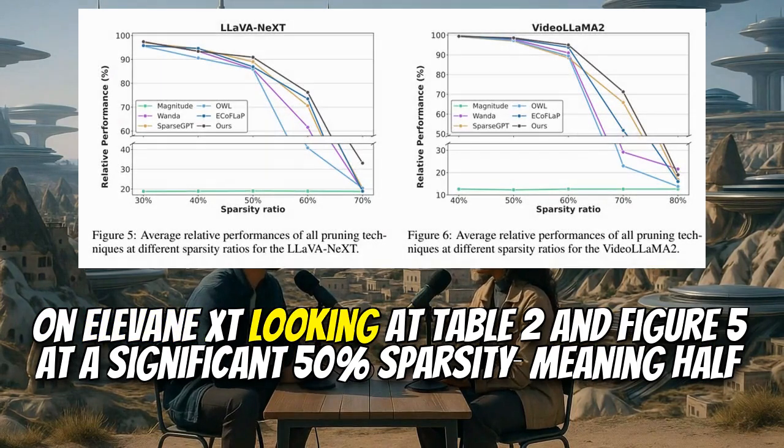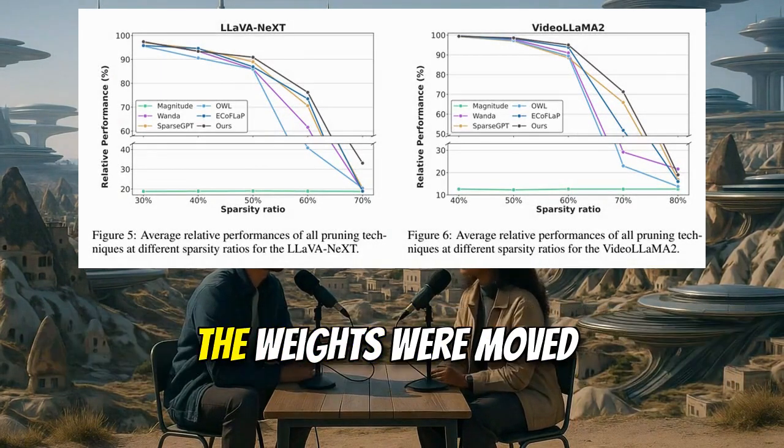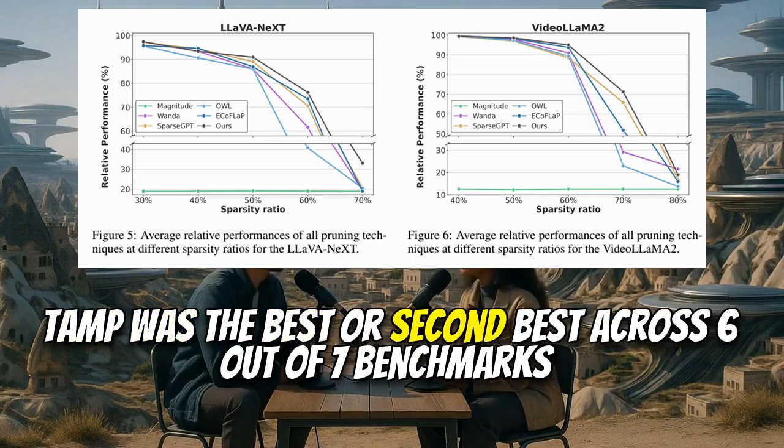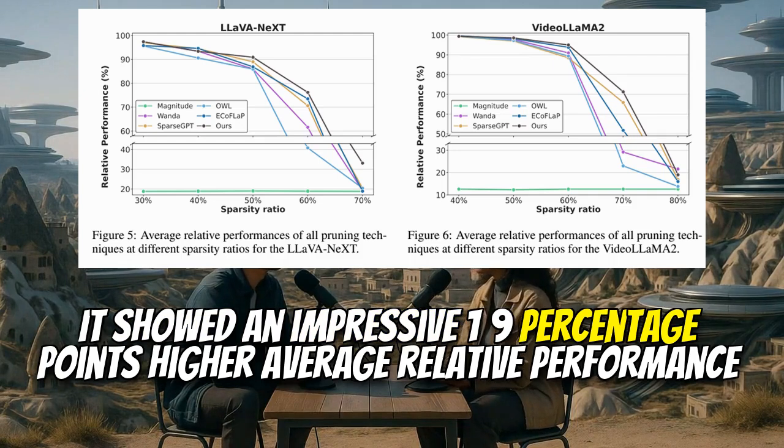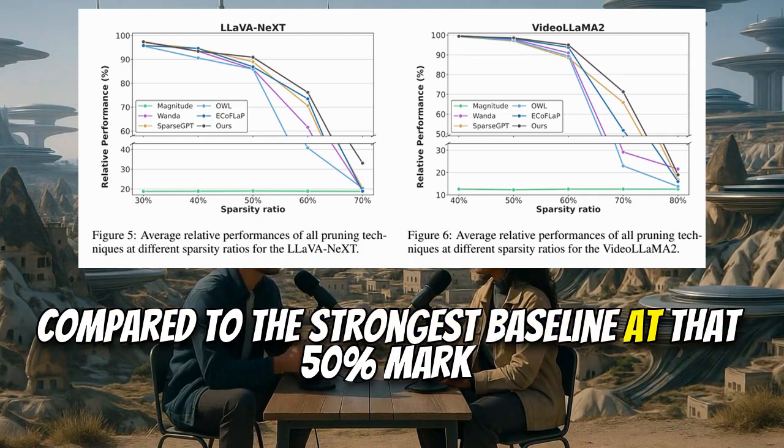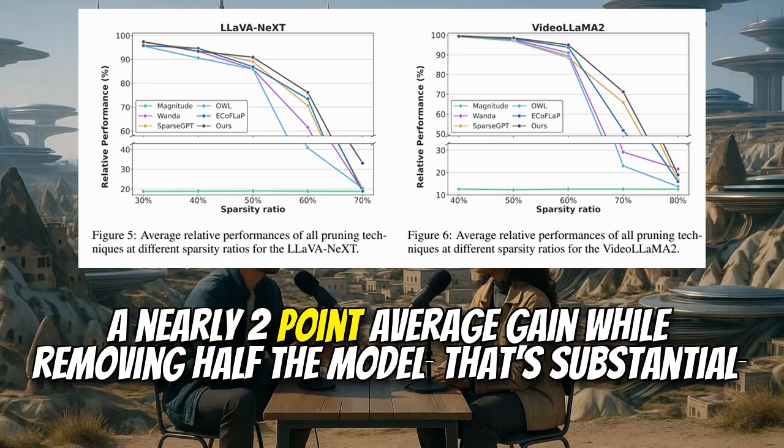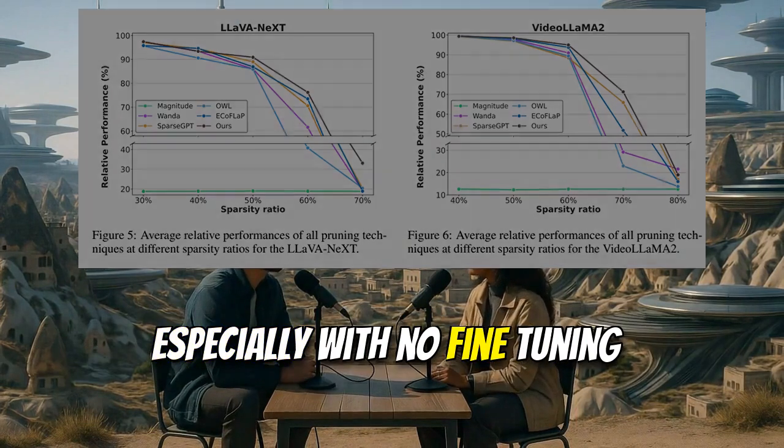On LLaVA-NeXT, looking at Table 2 and Figure 5, at a significant 50% sparsity, meaning half the weights removed, Tamp was the best or second best across 6 out of 7 benchmarks. It showed an impressive 1.9 percentage points higher average relative performance compared to the strongest baseline at that 50% mark. A nearly 2-point average gain while removing half the model. That's substantial, especially with no fine-tuning.